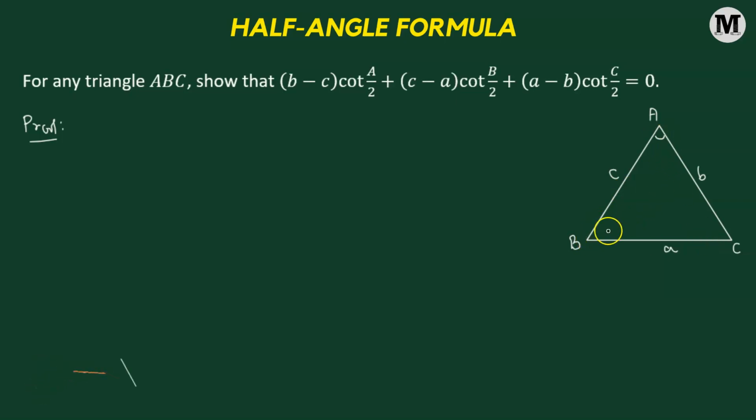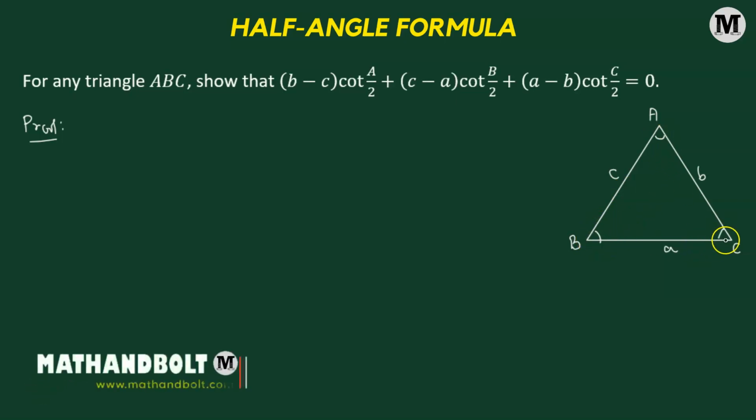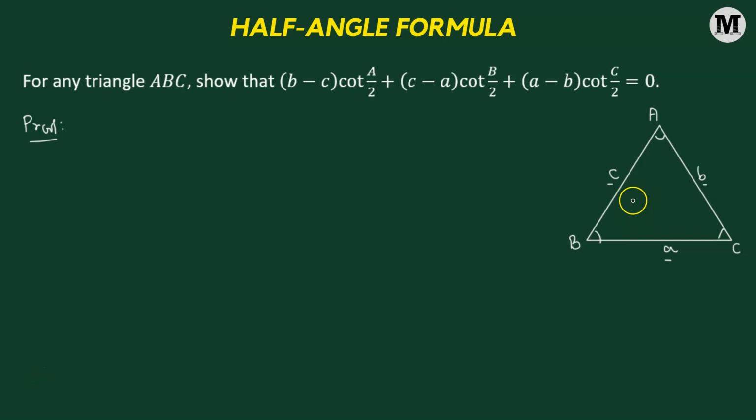Then the sides opposite to the angles A, B and C are going to be denoted by the letters a, b and c respectively in lowercase. Then the semi-perimeter of a triangle, which is defined by S, is going to be the perimeter divided by 2. Okay, with this we'll start from the left hand side.